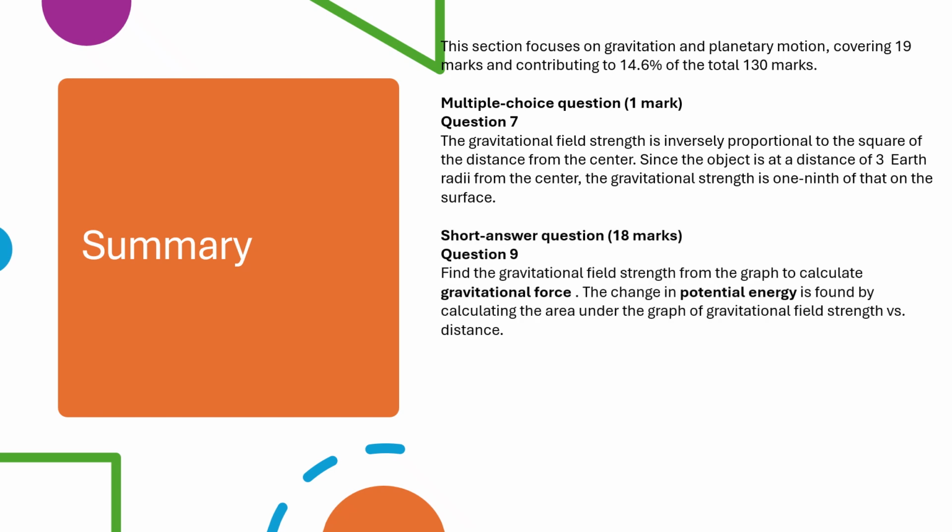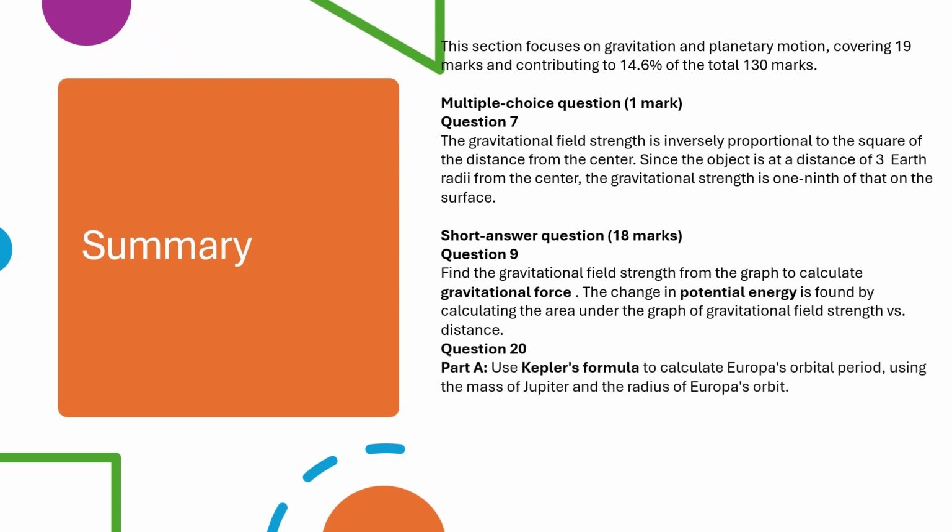Question 9. Find the gravitational field strength from the graph to calculate the gravitational force. The change in potential energy is found by calculating the area under the graph of gravitational field strength versus distance. Question 20 Part A. Use Kepler's formula to calculate Europa's orbital period, using the mass of Jupiter and the radius of Europa's orbit. Part B.